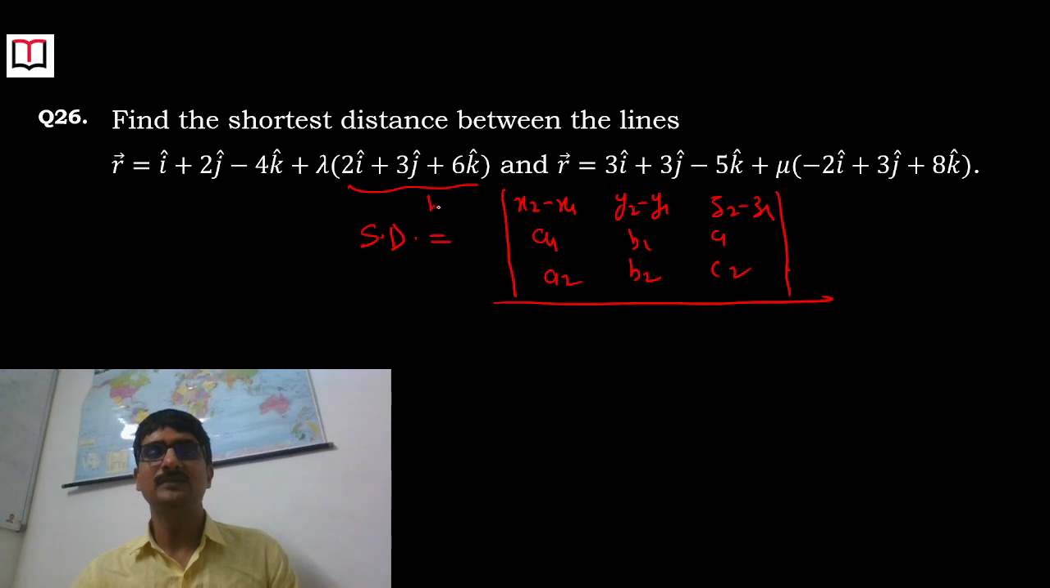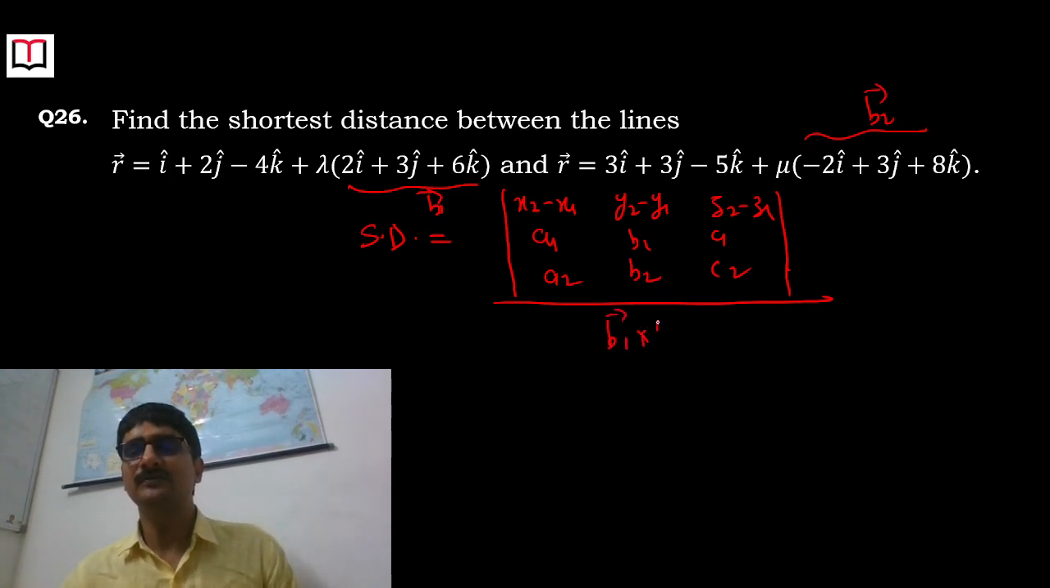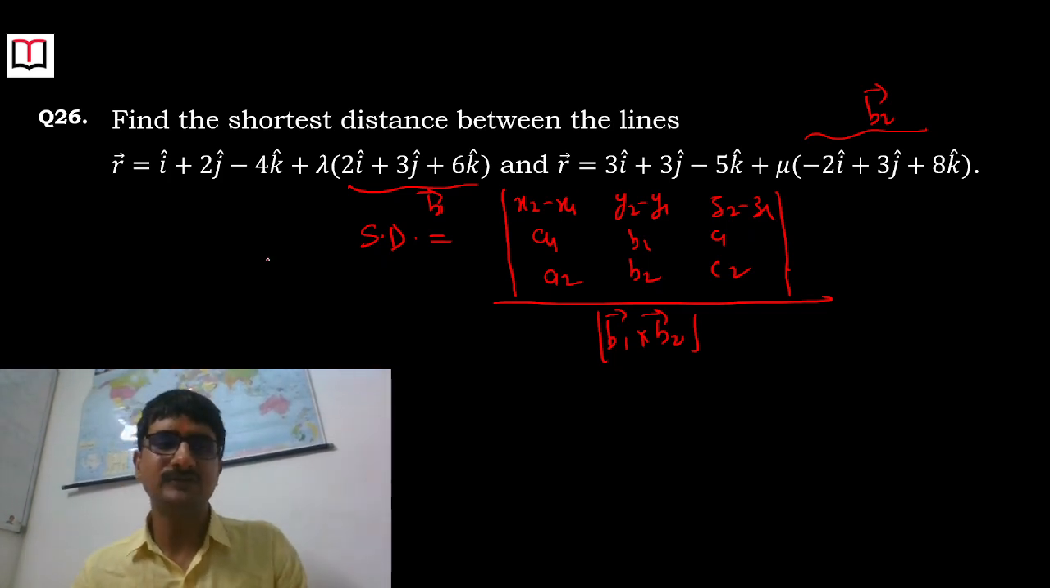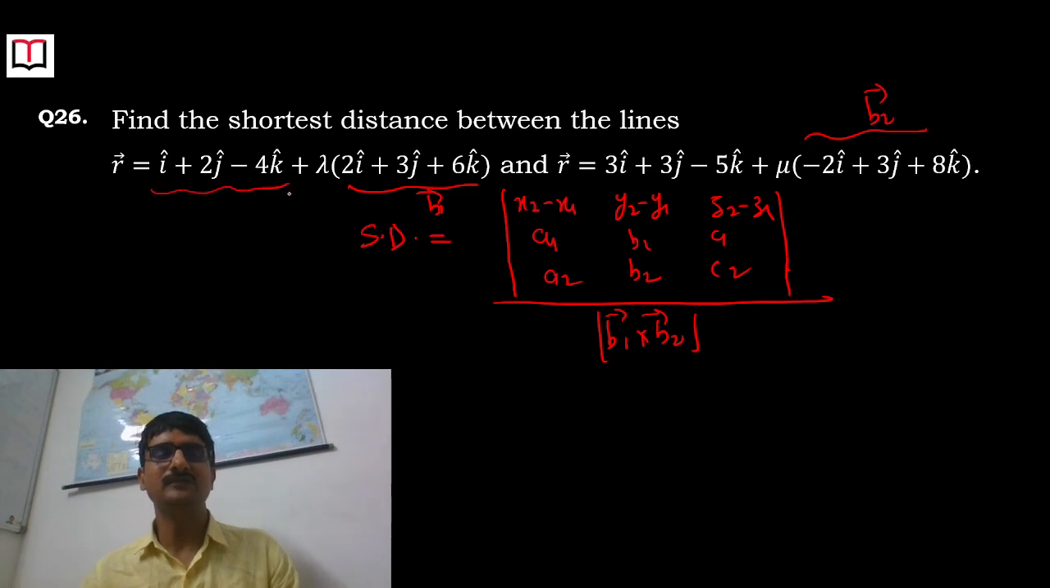So if this is B1 vector, the direction vector of the first line, and B2 vector the direction vector of the second line, then B1 vector cross B2 vector mod. And if we somehow get a negative value, we'll take its positive value because it's a distance. Now what is x2, x1, y2, y1, z2, z1? They are the coordinates of the fixed point through which the line is passing. So this is line L1.